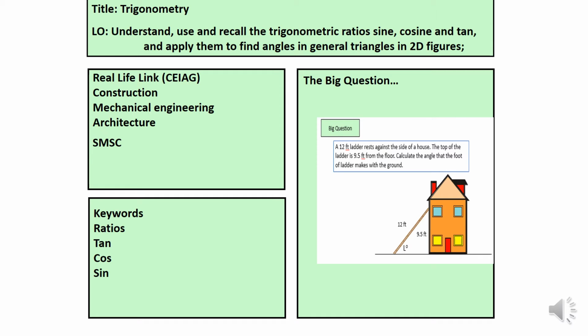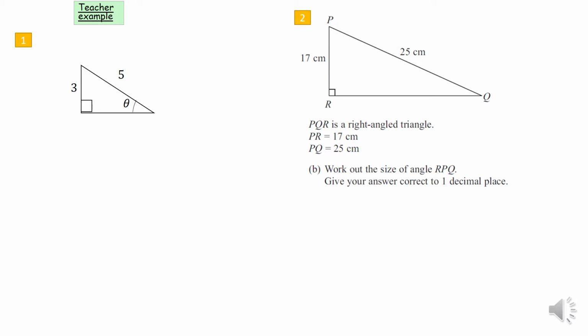Okay, in this lesson we'll be using trigonometry to find the missing angles in a right angle triangle. The keywords for this lesson are ratios, tan, cos and sin. These are our three ratios that we use when using trigonometry. So, just like before, I will go over two examples and give you a chance to do some questions yourselves.